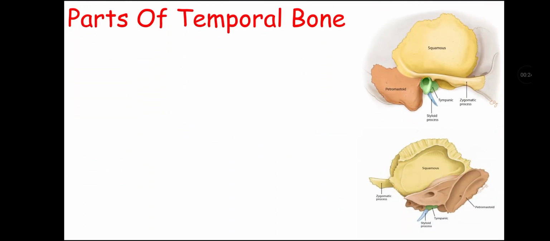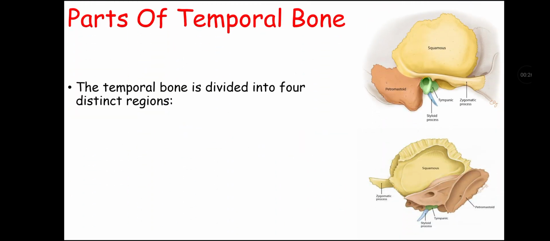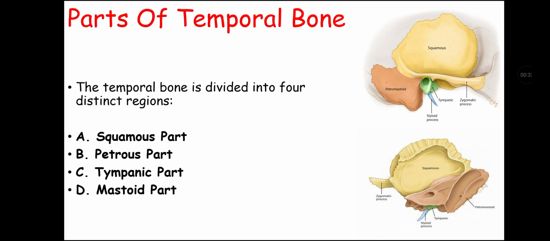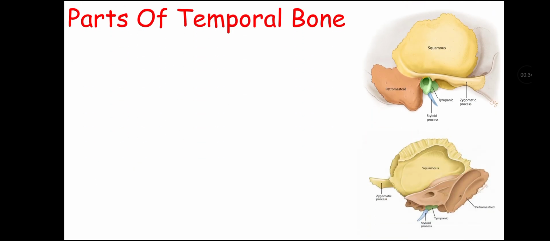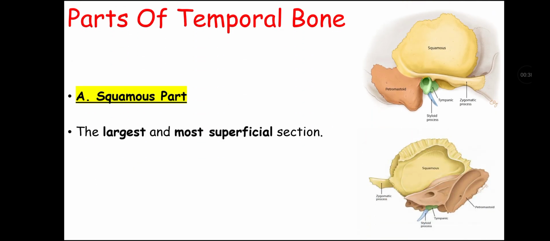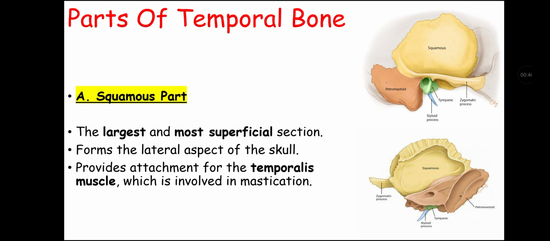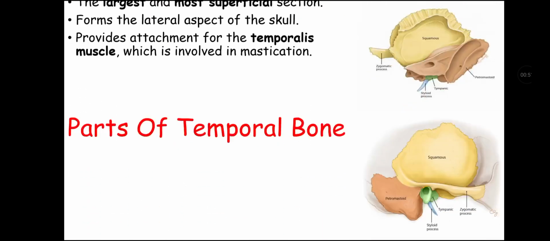Now let's talk about parts of temporal bone. Temporal bone is divided into four distinct regions, and these regions are squamous part, petrous part, tympanic part, mastoid part. Now let's talk about these parts one by one. First is squamous part of temporal bone. This is the largest and most superficial section, as you can see here in the diagram. It forms the lateral aspect of skull and it provides attachment for temporalis muscle, which is involved in mastication.